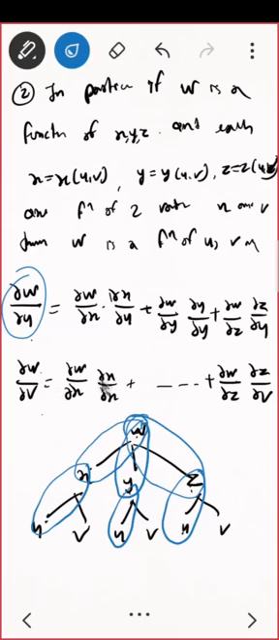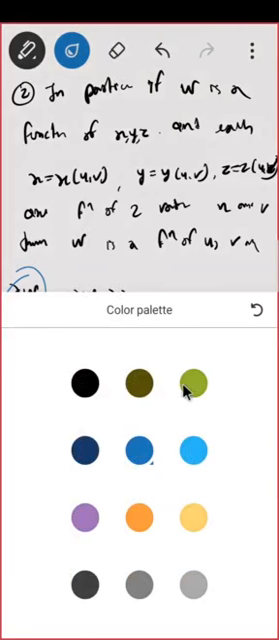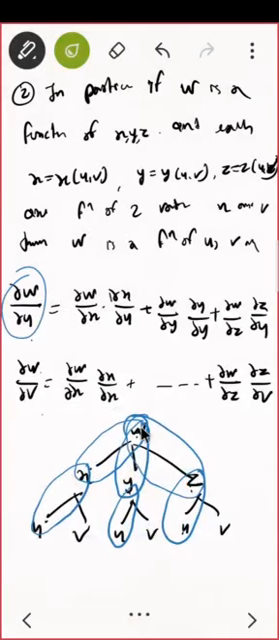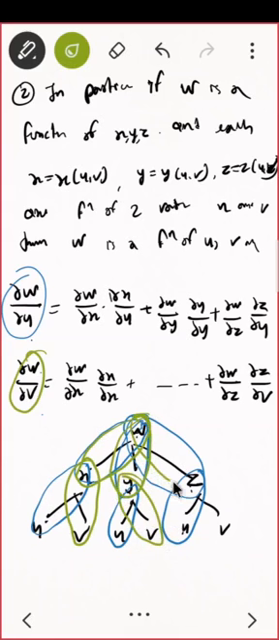You again write the same thing. It will be ∂W/∂X into ∂X/∂V, ∂W/∂Y into ∂Y/∂V, ∂W/∂Z into ∂Z/∂V. So this is a simple tree diagram to remember this.